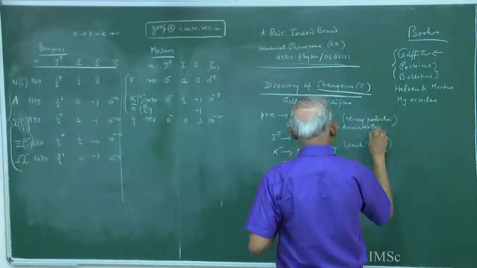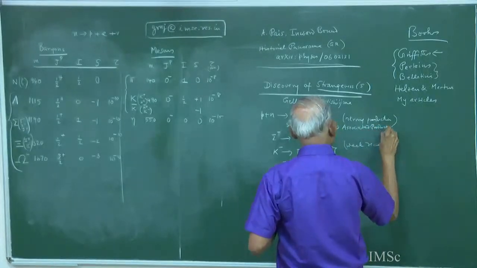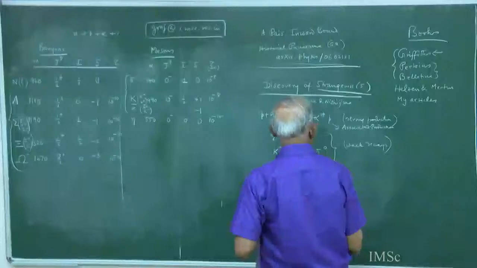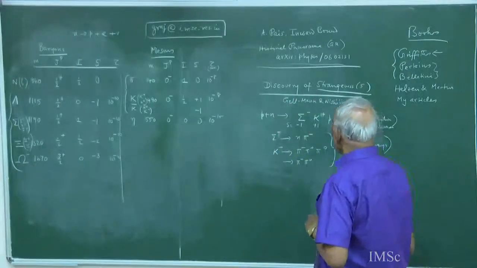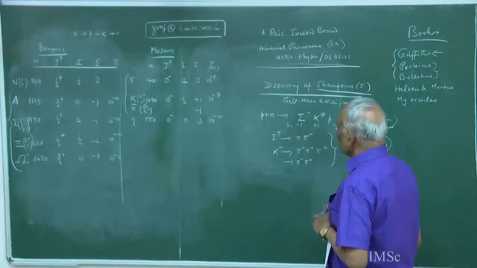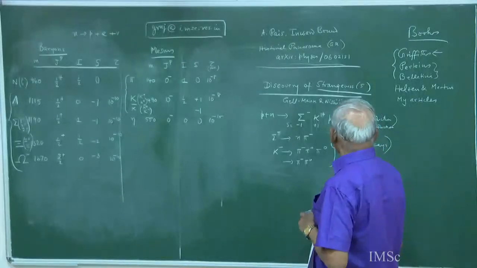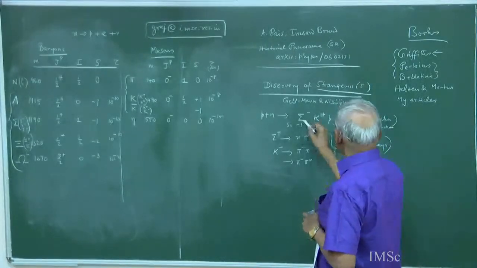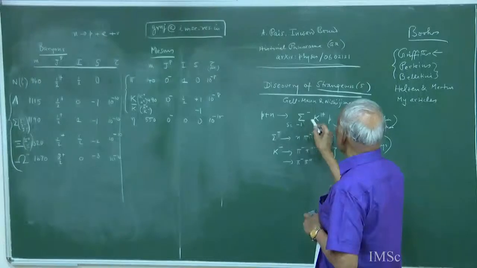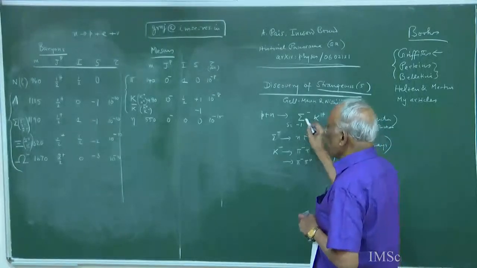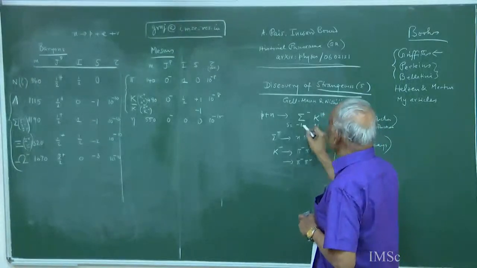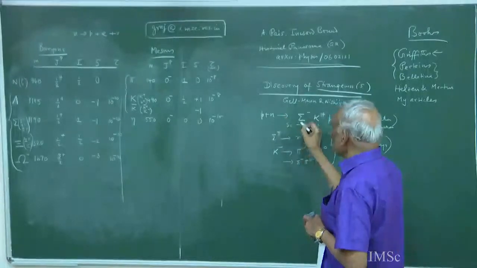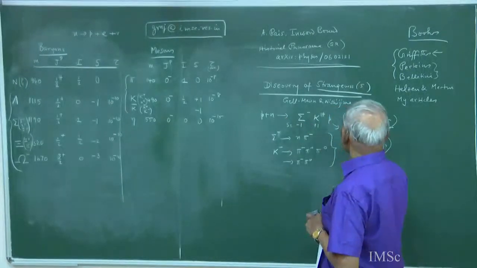This word associated production was apparently coined by our own M.G.K. Menon, who was a former director of TIFR. Anyway, he was in the Bristol group at that time. In associated production, two strange particles with opposite strangeness have to be created if the initial strangeness is 0. Then it can be a strong interaction process.